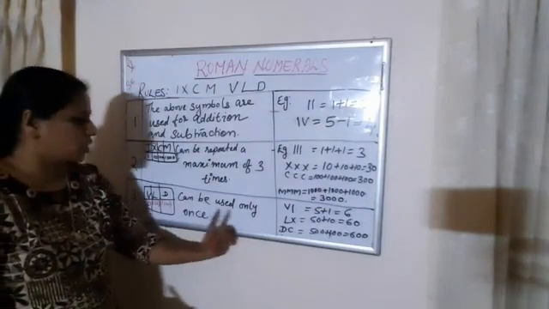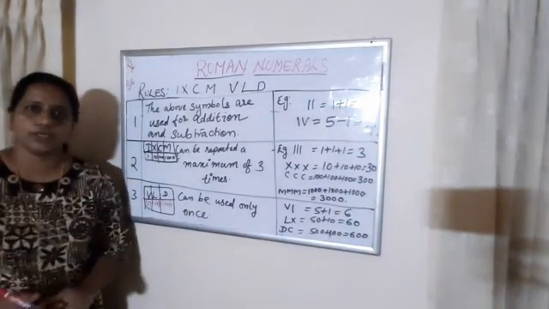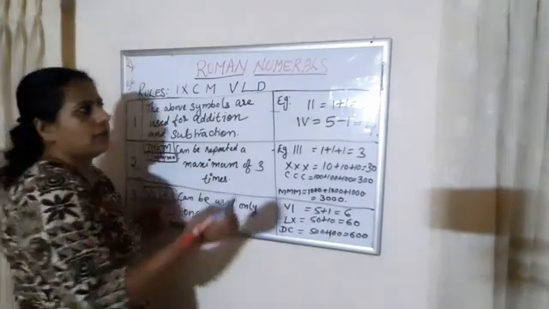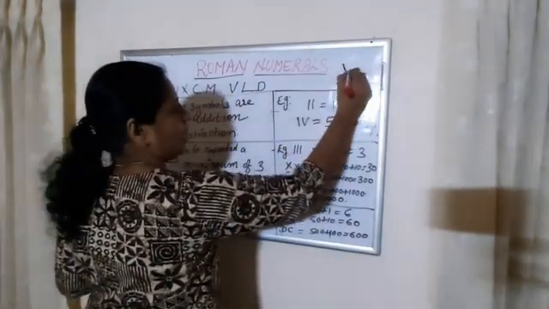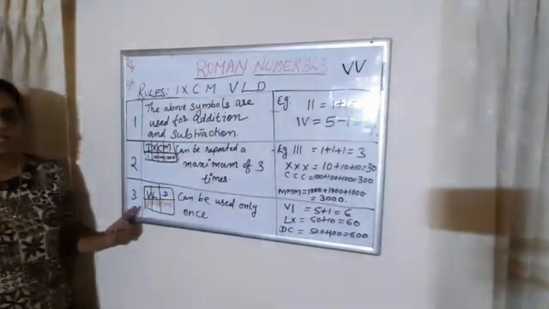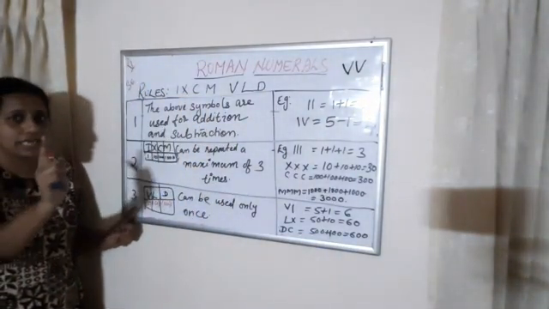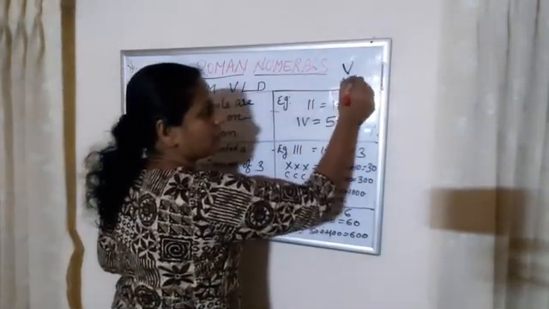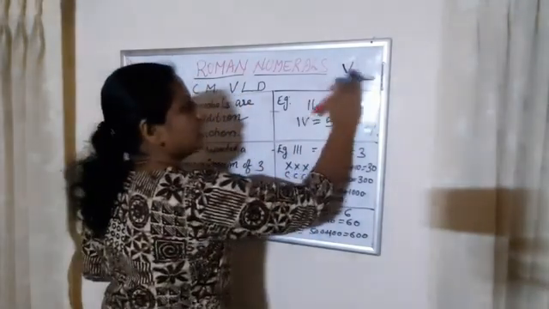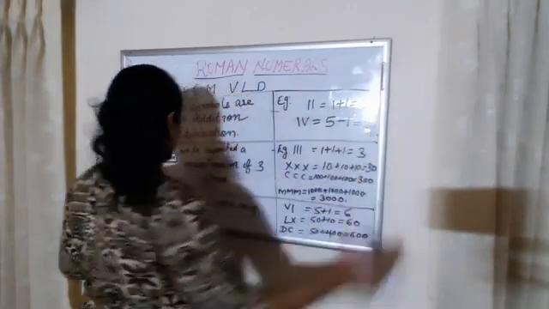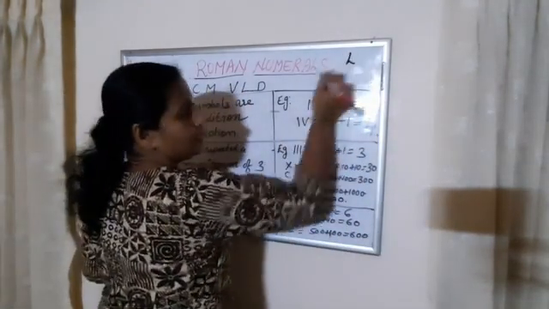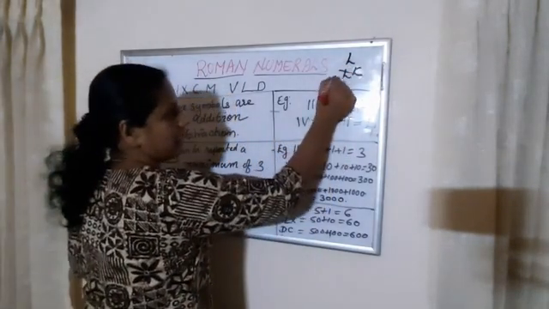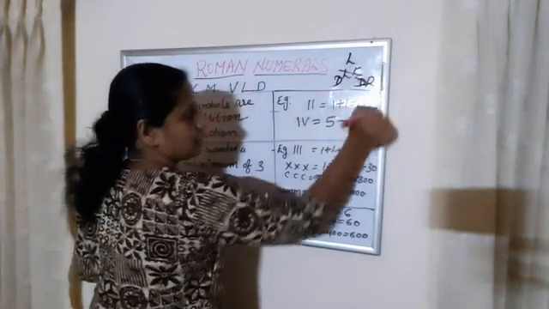This group can be used only once. That is, these symbols can be used only once. What does that mean? You can't repeat these symbols. You can write only one time. You can write V, but you can't write VV. It is wrong. Similarly, you can write L, but you can't write LL. This one is wrong. You can write D, but you can't write DD. It is wrong.